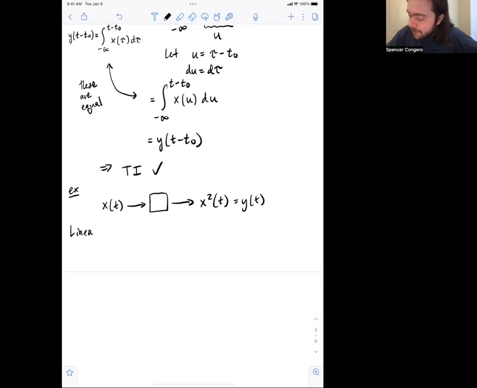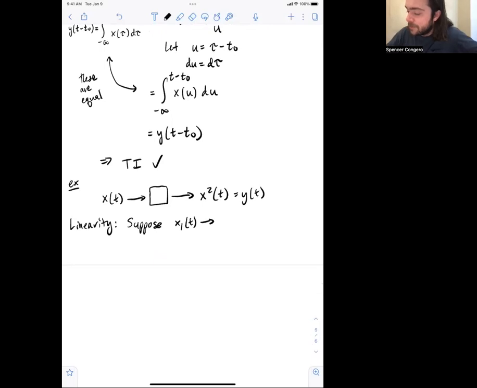Let's test linearity. Again, I hope this is seeming repetitive and you know what's coming, because I want to make sure that everyone understands exactly how these types of proofs go, because LTI systems are really important for us. So x1 goes in and we get y1 out, which we know the definition of. You can just put a 1 everywhere: it's x1 squared of t. And suppose we have some other input x2, and we get y2 of t out, which is x2 squared of t.